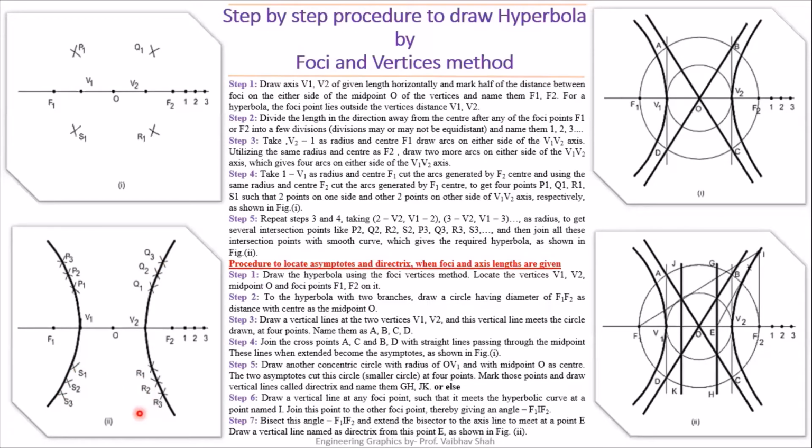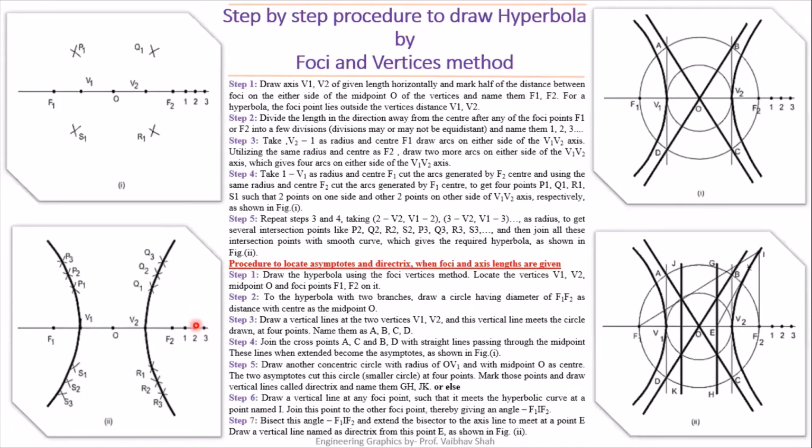So that's it. After getting all these points, you will join P2, P3, P1, V1, S1, S2, S3. Similarly, you join Q3, Q2, Q1, V2, R1, R2, R3. So that was the construction for the hyperbola by the foci and vertices method.